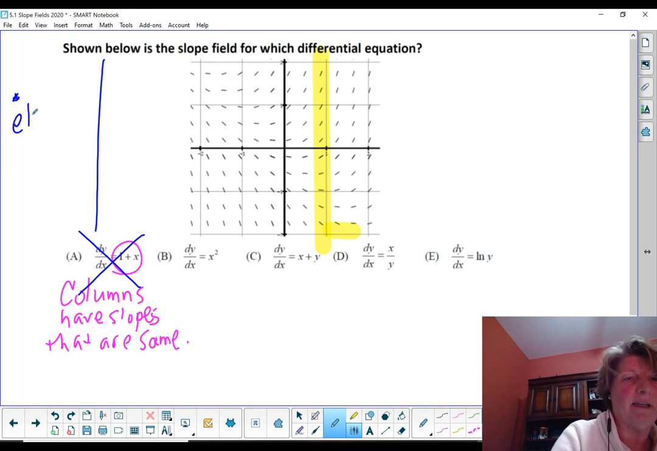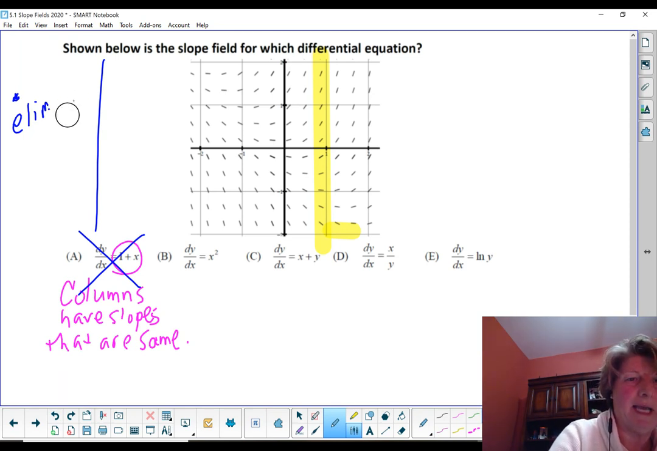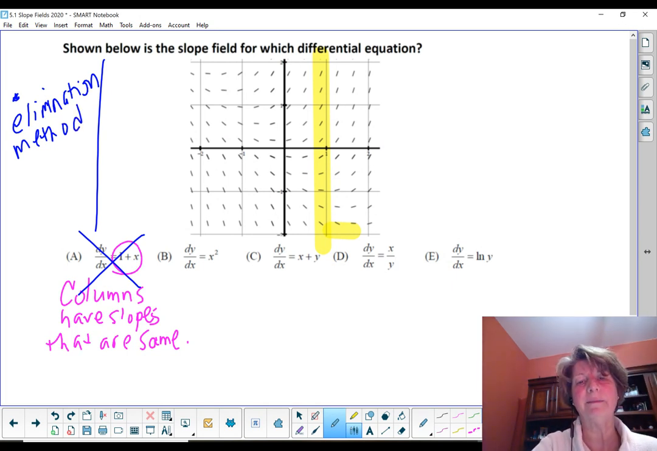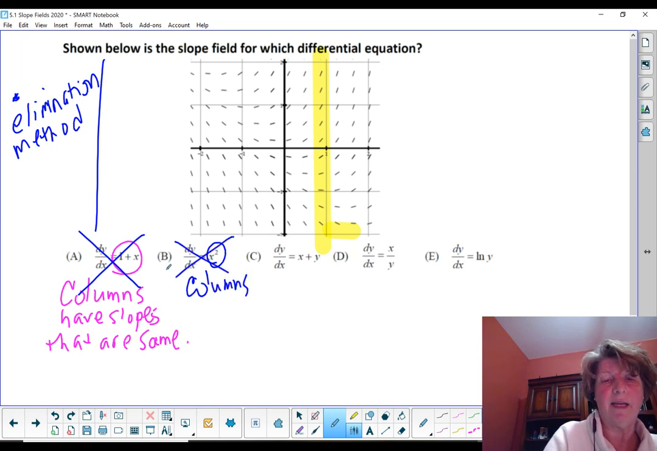Kind of the easiest way is elimination. That wasn't even close, was it? Elimination method is kind of my go-to on these multiple choice ones. I can start looking at those common things, like especially if I have just a single variable. This one I should see columns being the same as well. And since they're not, I'm going to eliminate that one.